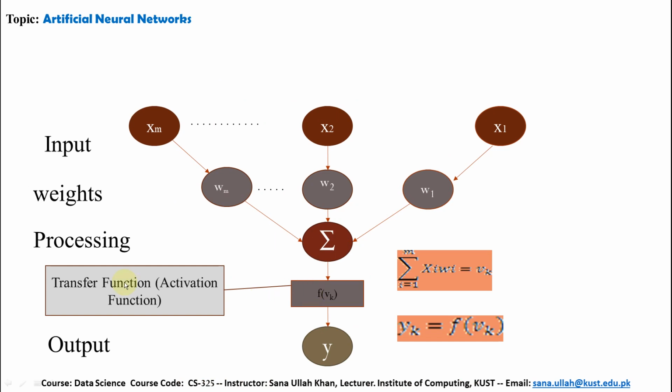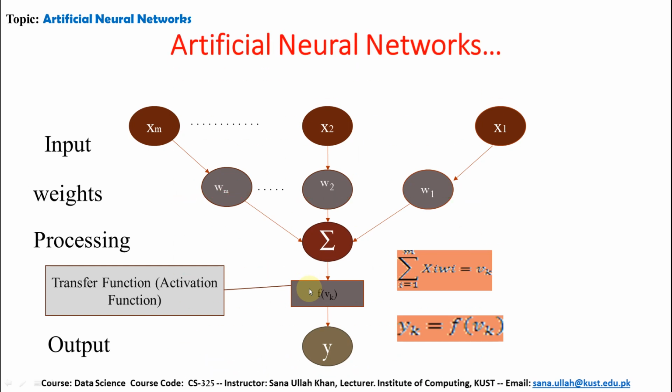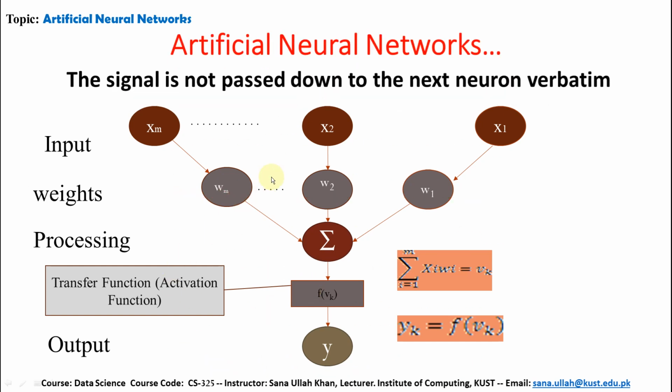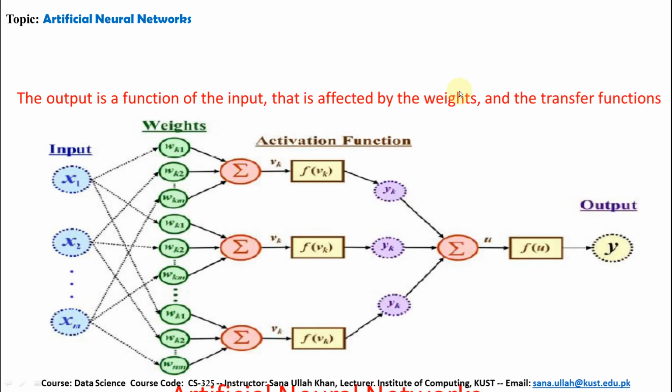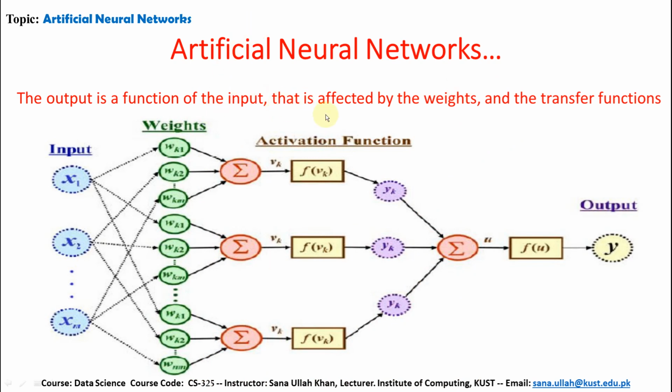Not only the sum is the output; sometimes we want to change the shape of the signal, and then a transfer function or activation function is used. So these are the inputs with weights, and then summation. After that we use an activation function, which converts the sum into the output. The output is a function of the input that is affected by the weights and transfer functions.